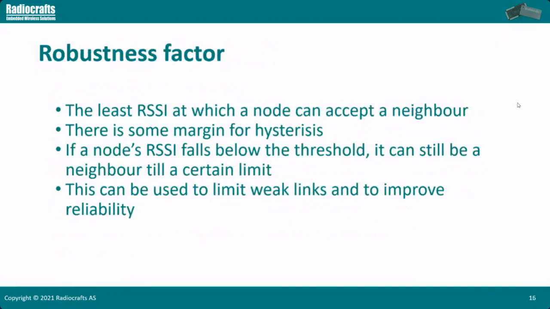And then you also have the robustness factor. This refers to the very simple idea that you can control the least RSSI on which a node can accept a neighbor. Let's say, for example, minus 85 dBm. And you can tell a node that any neighbor you have which is under that, just don't accept it. And of course, this will give you more reliability and more packet delivery rate, and it will avoid lost packets due to bad connections.